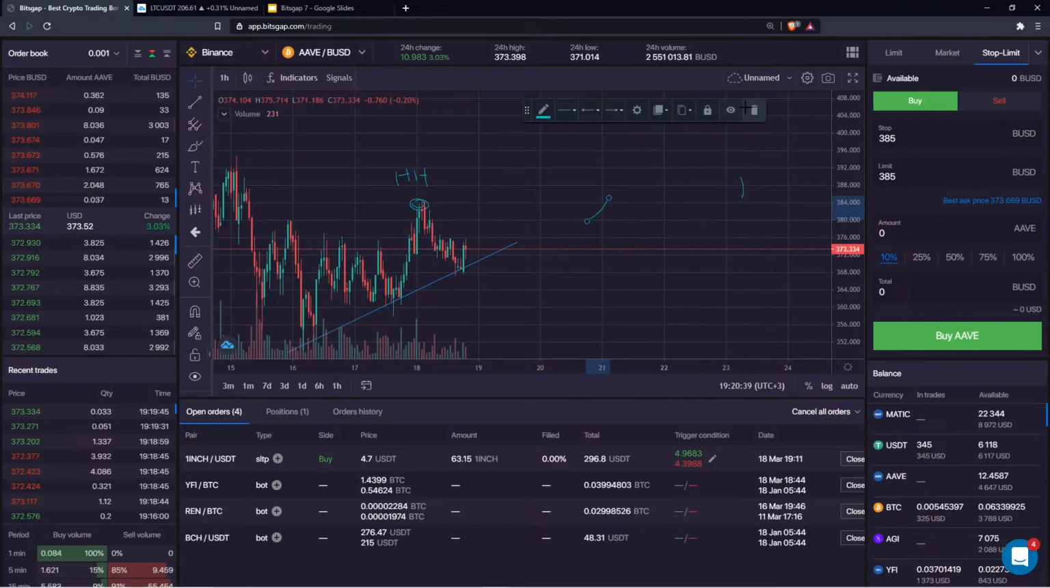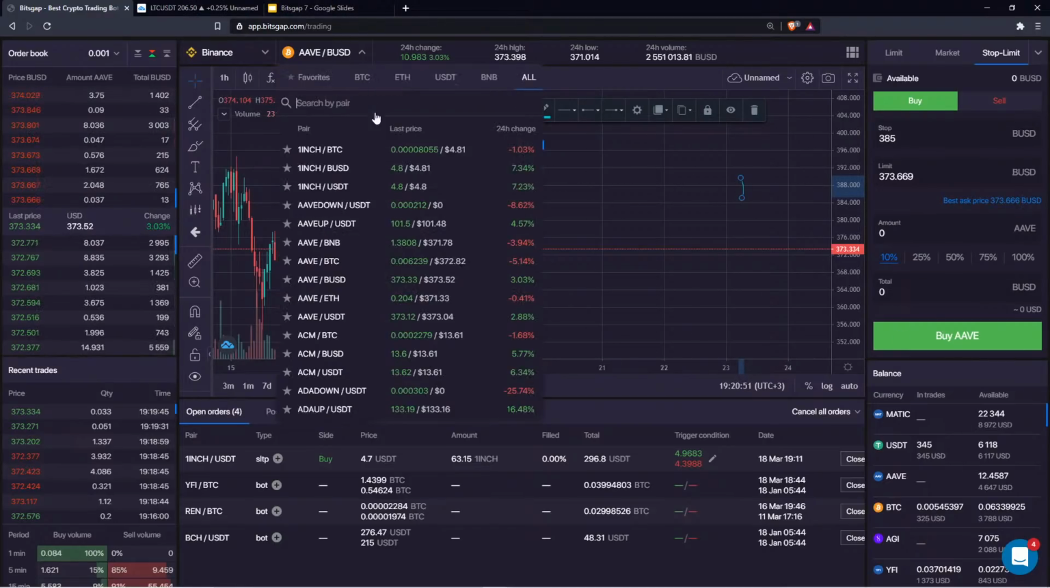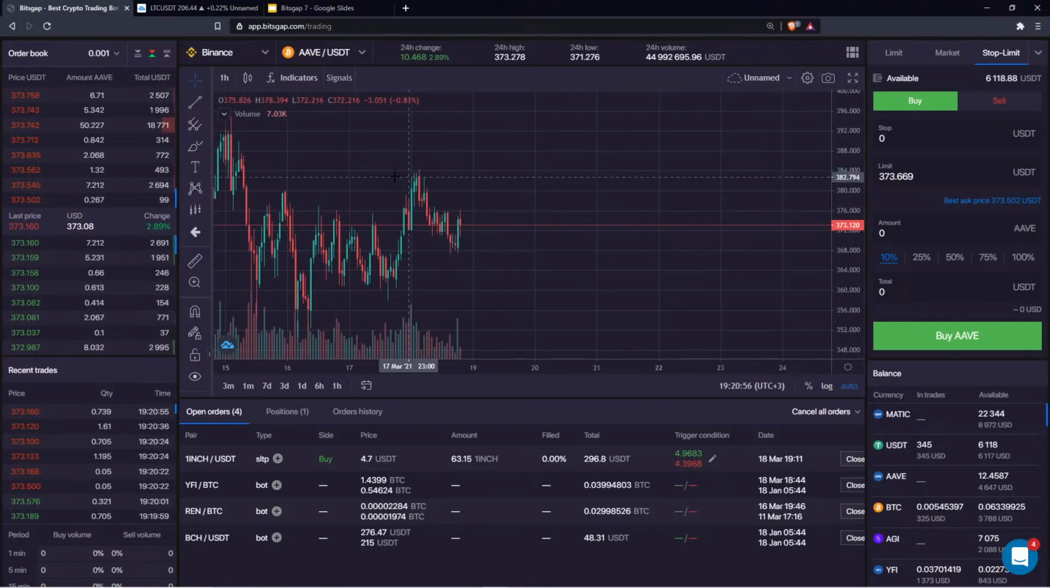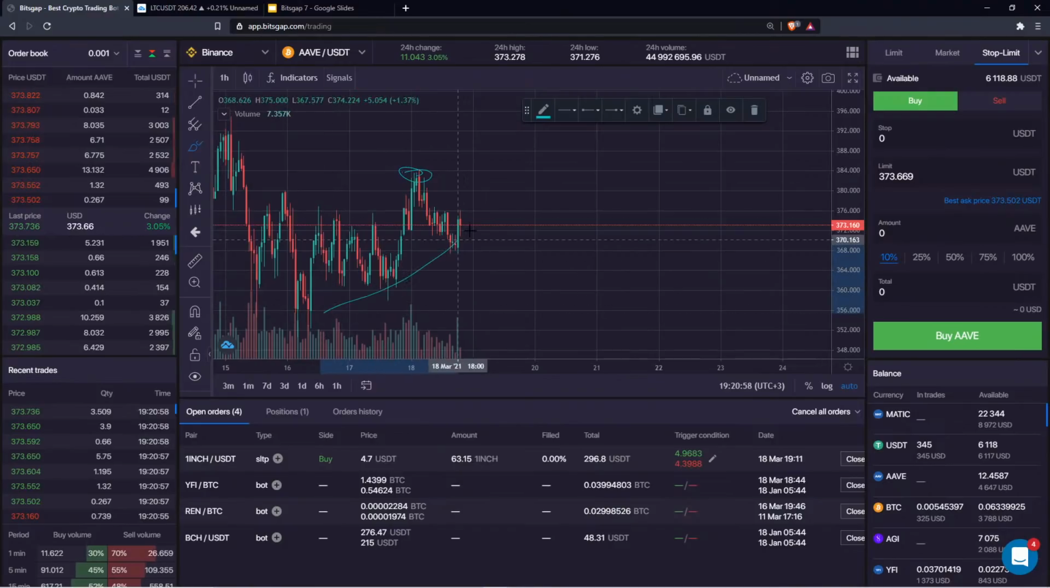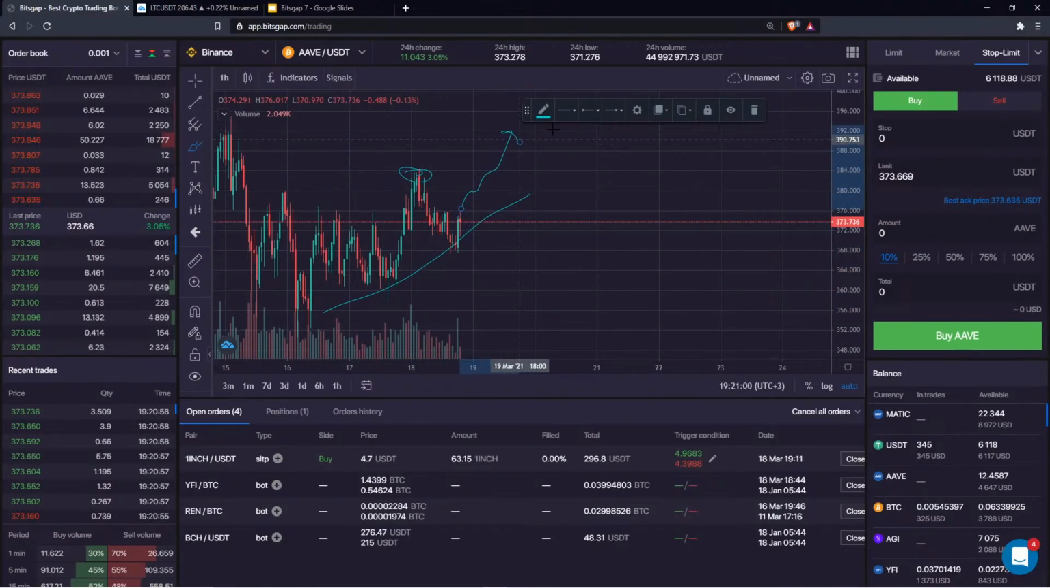Okay, let's remove all the drawings. For some reason I cannot do this, since I don't have the BUSD. That's the problem. I don't have the BUSD, that's why I'm not able to buy it. So let's go with AVA to USDT in this case. So that's the previous higher high, and I expect the market to rally.